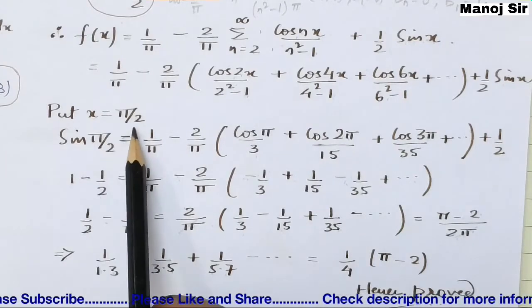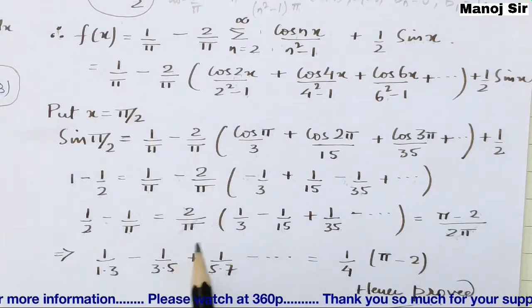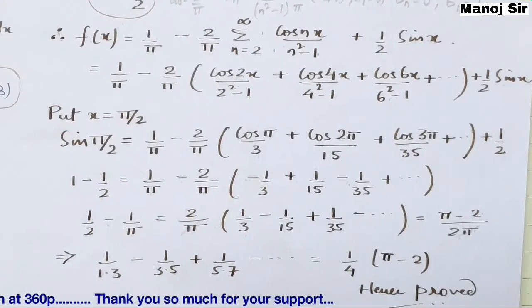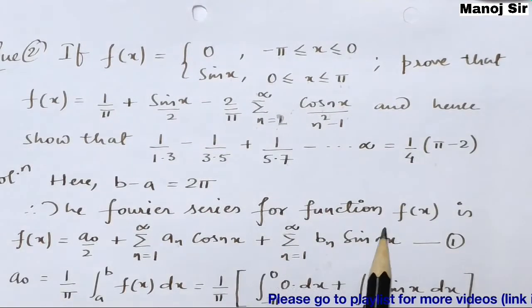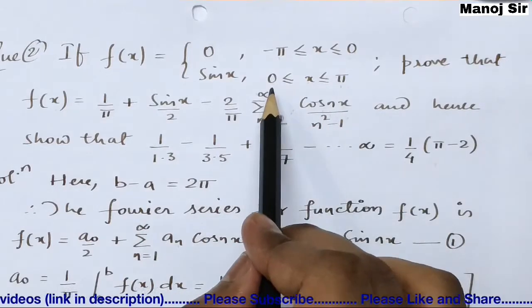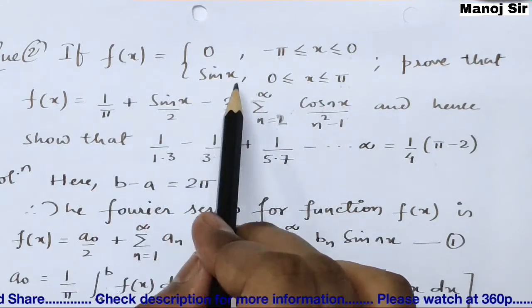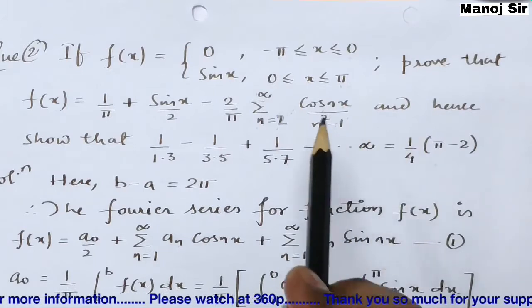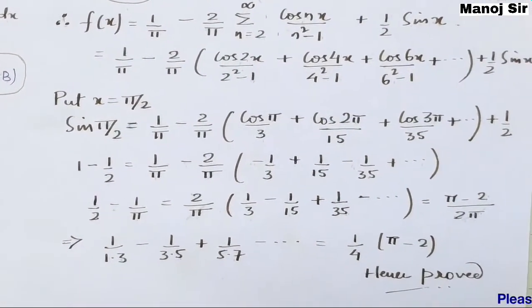Now put x equals pi by 2 in this equation, and you will get the required result. Here we have pi by 2, and if you see in the problem itself, something is given. But at x equals pi by 2, what is the function? Here you can see, if x ranges from 0 to pi, then the function becomes sin x. It means when x equals pi by 2, the function is sin x. So here we are going to use this.